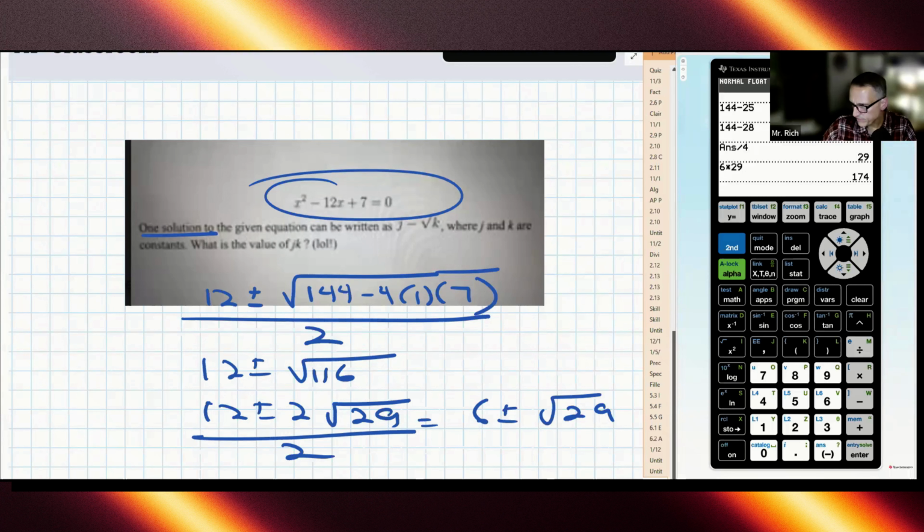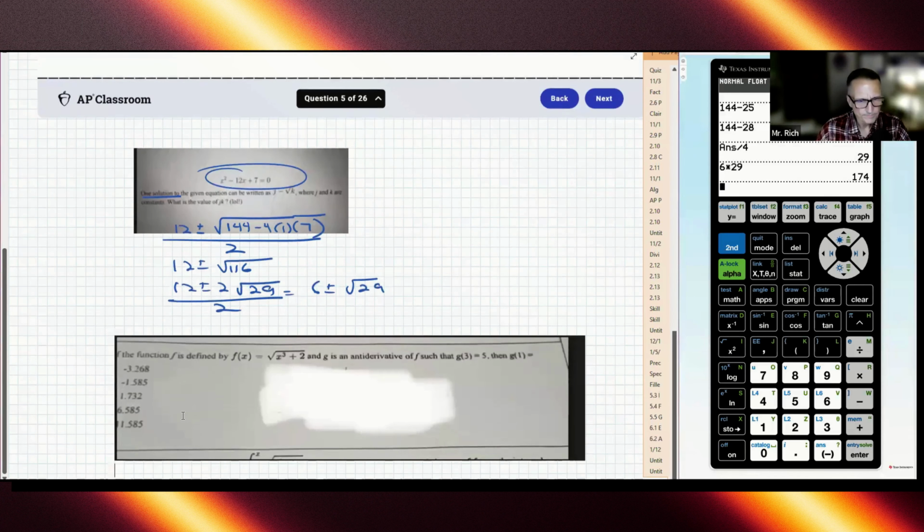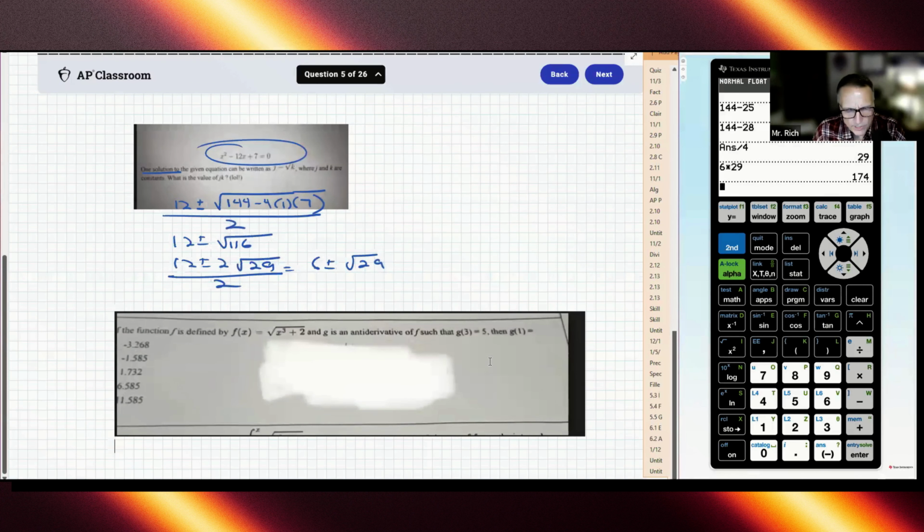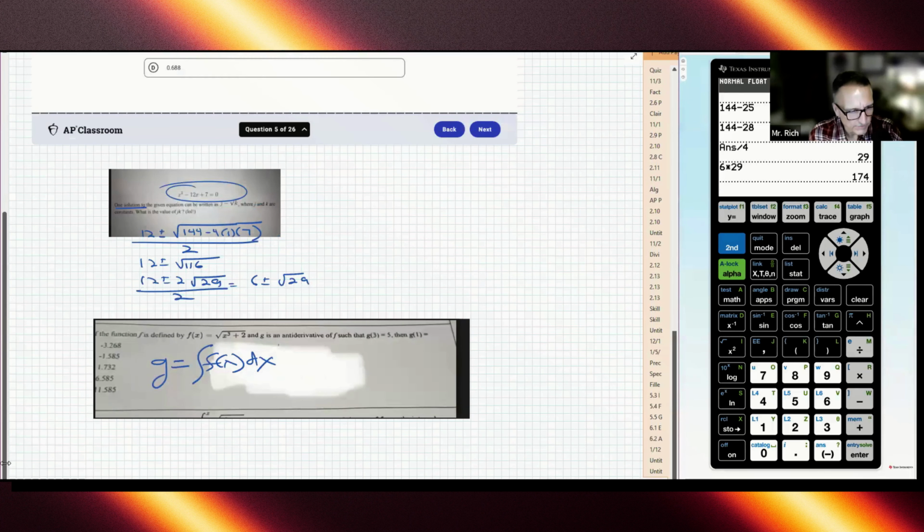All right, next I've got one from Taylor. Let's see what this looks like. If the function f is defined by x cubed plus 2 and g is an antiderivative of f such that g of 3 is 5, then g of 1 is what? I get it. Okay, so g is an antiderivative of f of x. That's what they're telling me. Such that g of 3 is 5. Then what is g of 1?